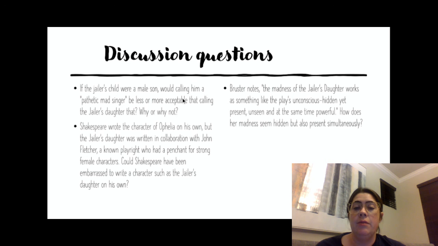And finally, Bruster notes, the madness of the jailer's daughter works as something like the play's unconscious, hidden yet present, unseen and at the same time powerful. How does her madness seem hidden but also present simultaneously?